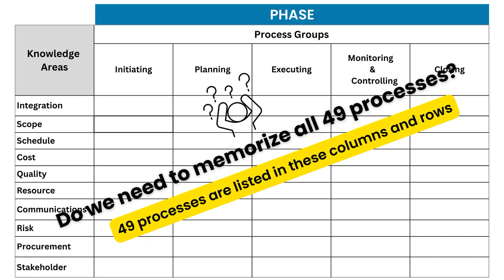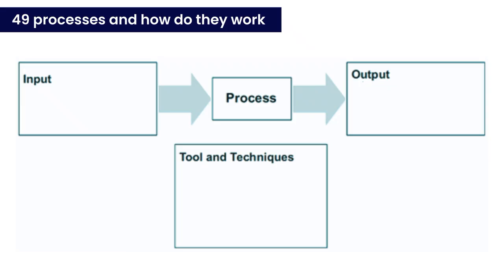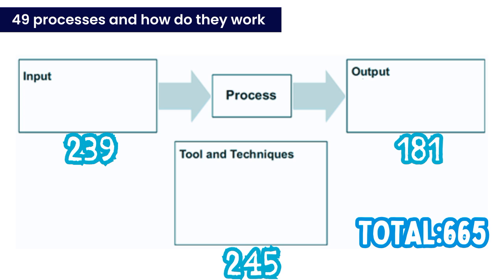Now let's dive deeper and explore what these processes are and how they work. As you can see on the screen, each process requires an input to begin, then tools and techniques are applied to produce an output. Across the 49 processes, there are 239 inputs, 245 tools and techniques, and 181 outputs. In total, there are 665 inputs, tools and techniques, and outputs. The list is available in the PMBOK.